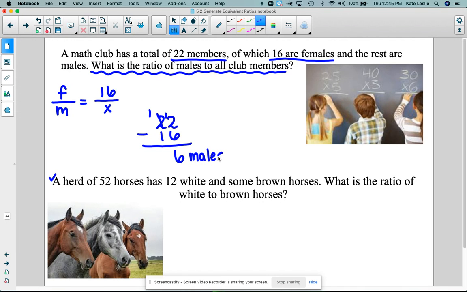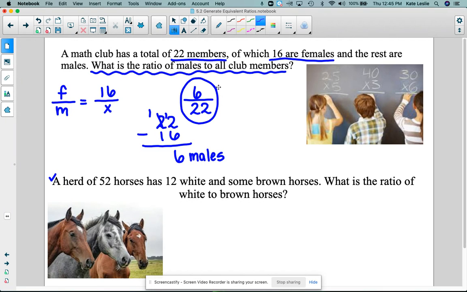So a lot of kids stop there and say, great, I solved it. The answer is 6 males. But that's not the question that they asked us. What is the ratio of males? So I know that there are 6 males to all club members. There are 22 total members. So the answer would be 6 to 22.